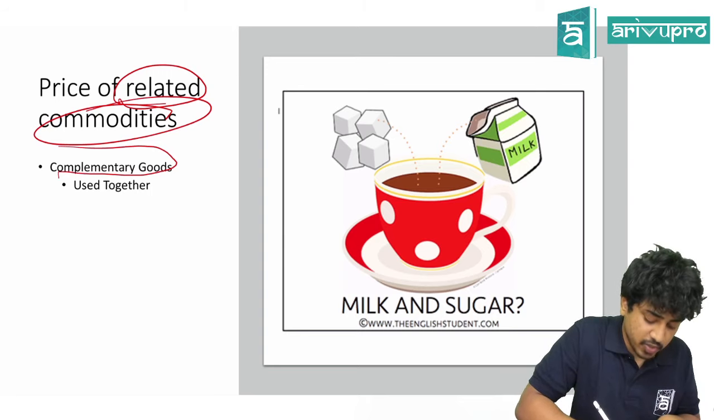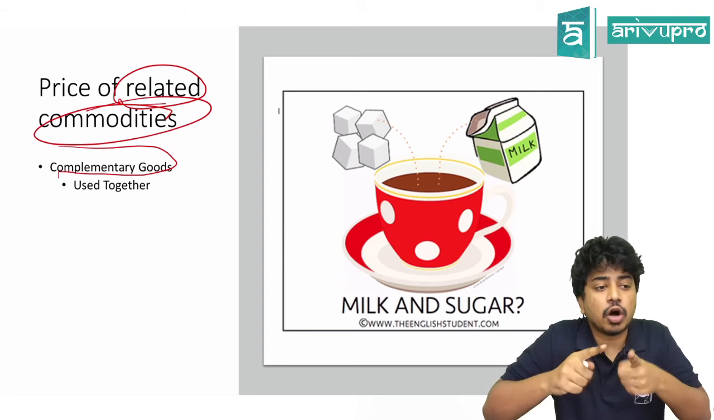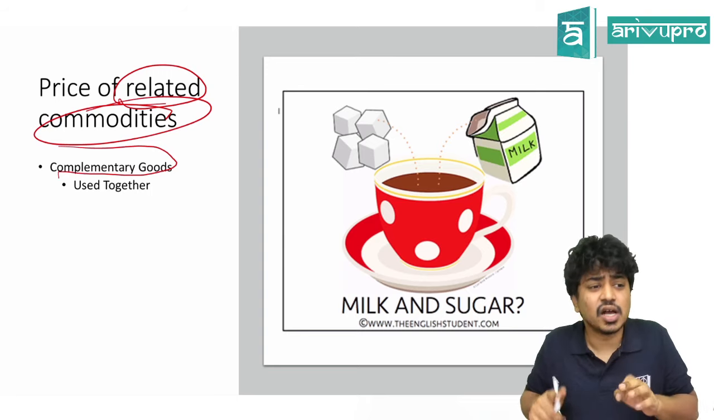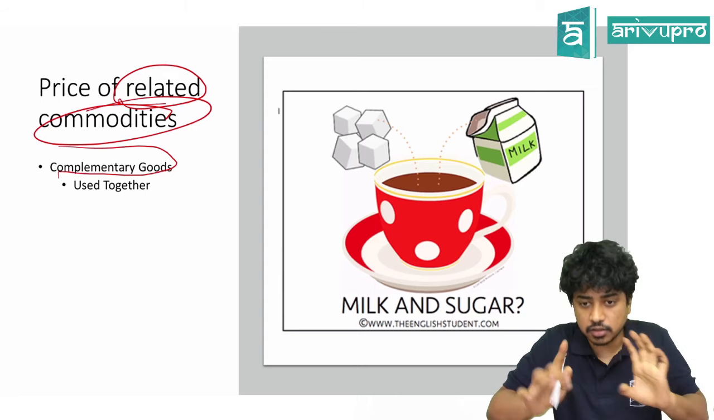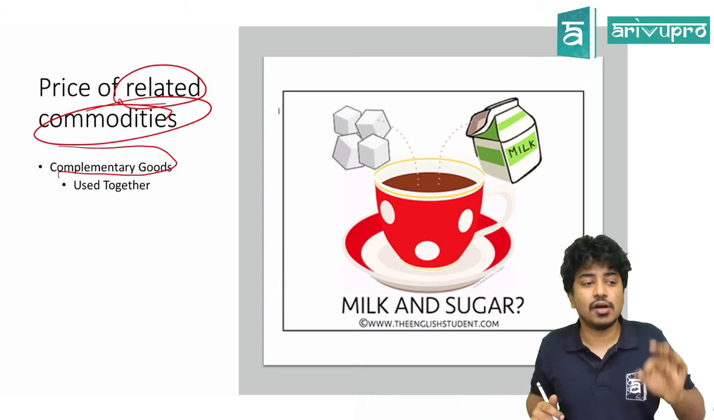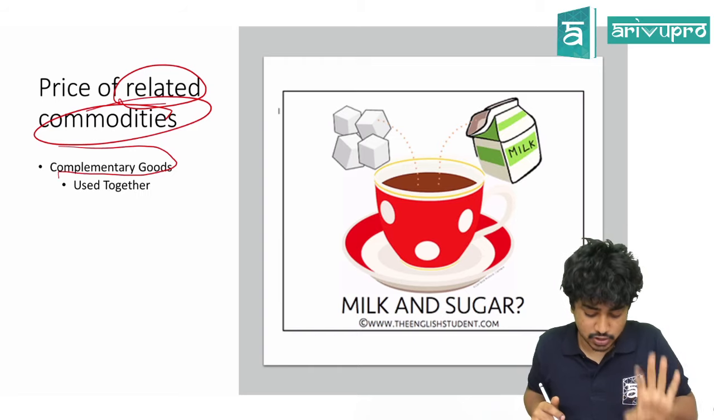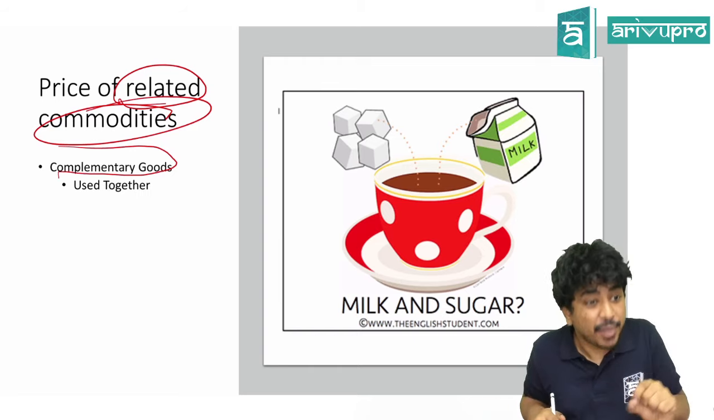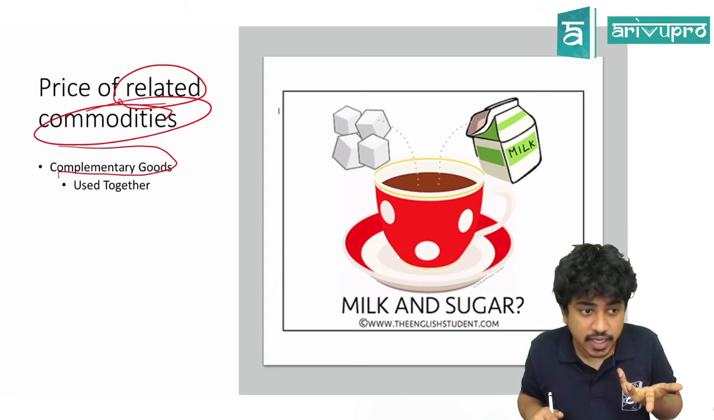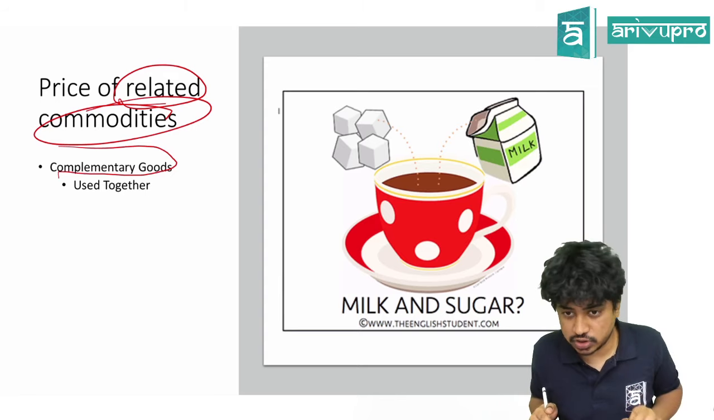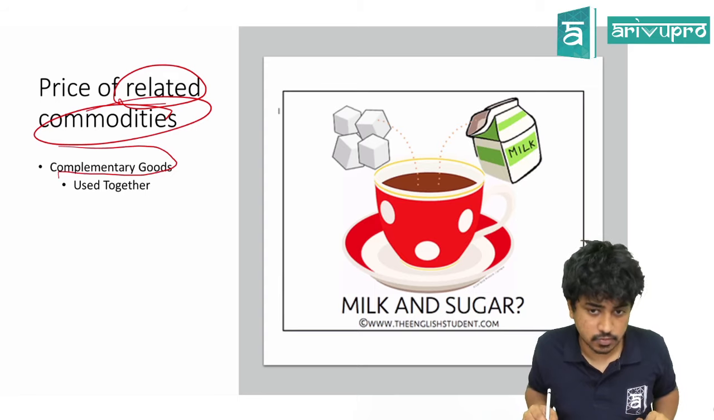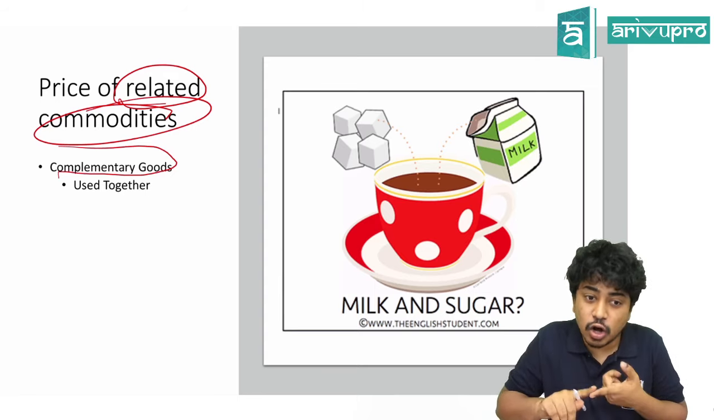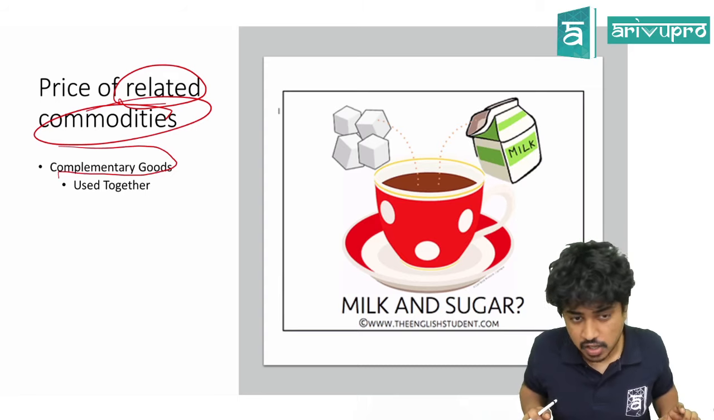Now, what are complementary goods? Which complement each other, or in simple terms, will be used together. For example, tea and sugar, or milk and sugar, or pen and ink, right? These are complementary goods which are used together, right? iPad and pen, right? All these are complementary goods. Are we clear?